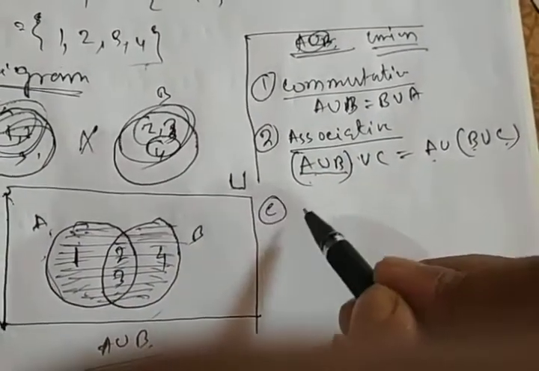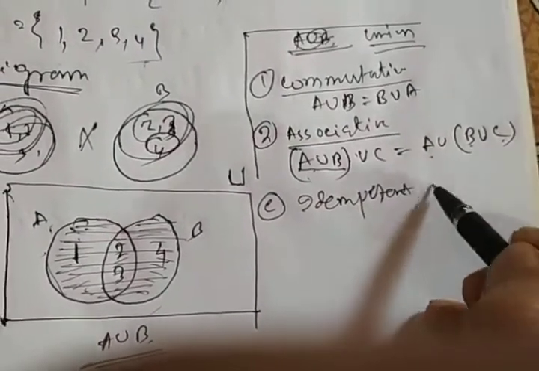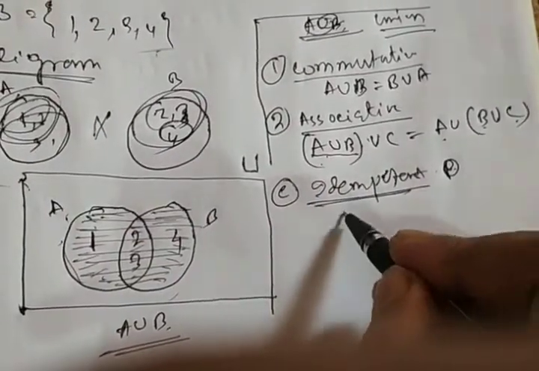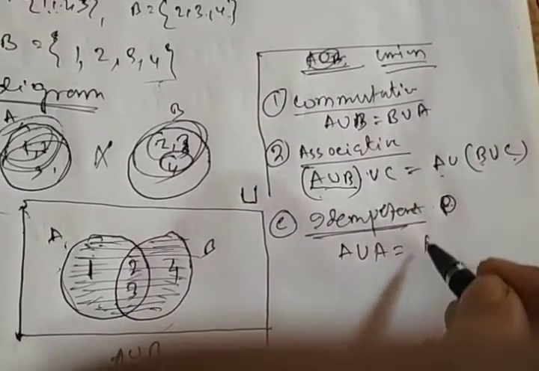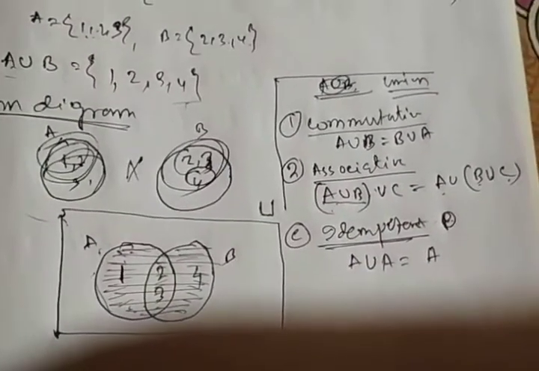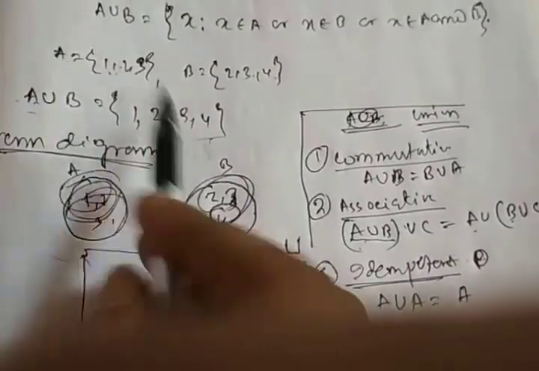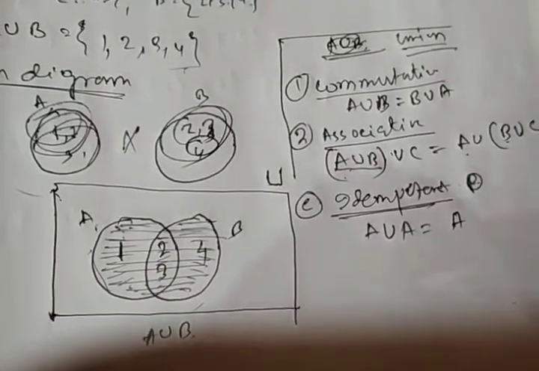And third, the idempotent property. Idempotent property means the operation on the same set, A union A, will be A. And this is also obvious. You can try for example: A union A, that means 1, 2, 3 will come, so the set will be A.